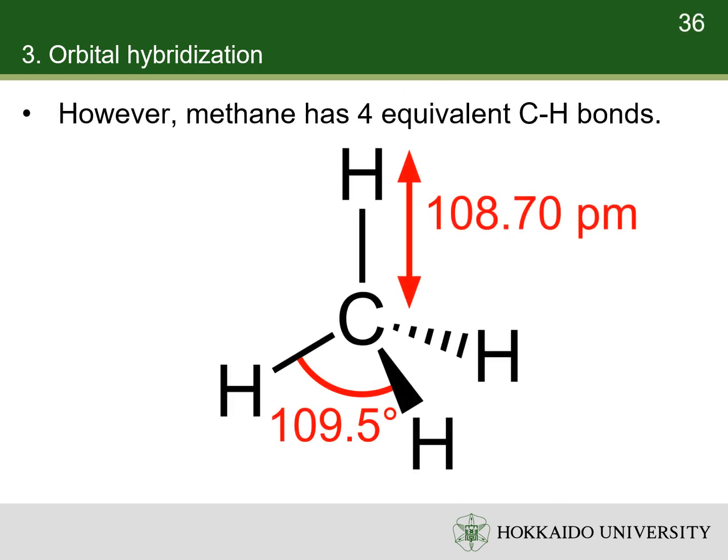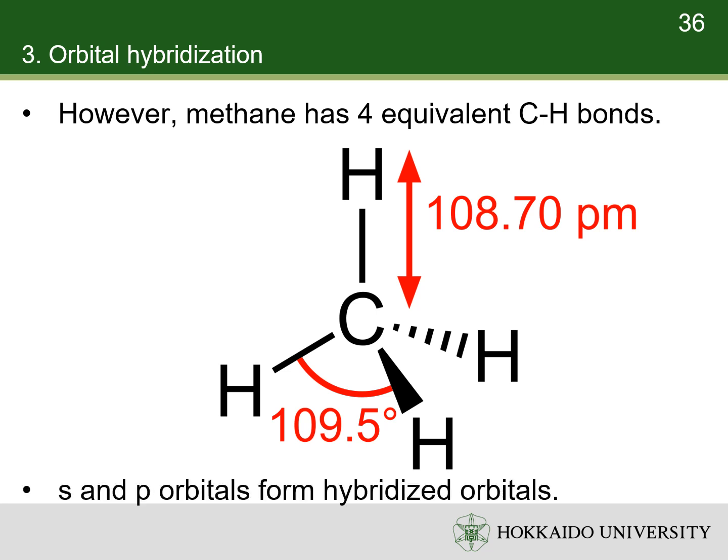However, methane has 4 equivalent carbon-hydrogen bonds. The bond lengths are equal. The angles between the bonds are equal as well. Pauling supposed that in the presence of 4 hydrogen atoms, the s and p orbitals form 4 equivalent combinations which he called hybrid orbitals.